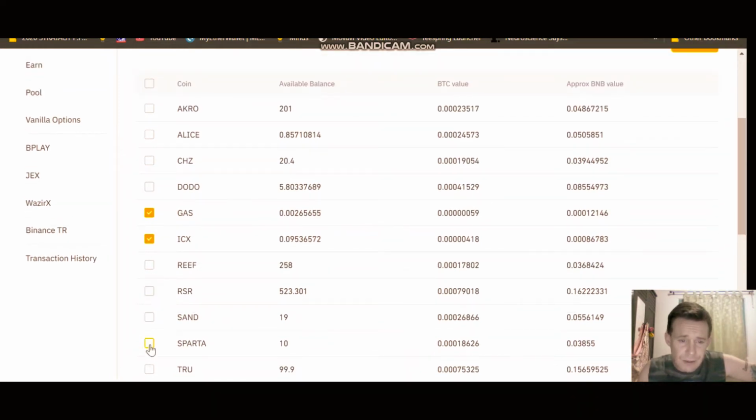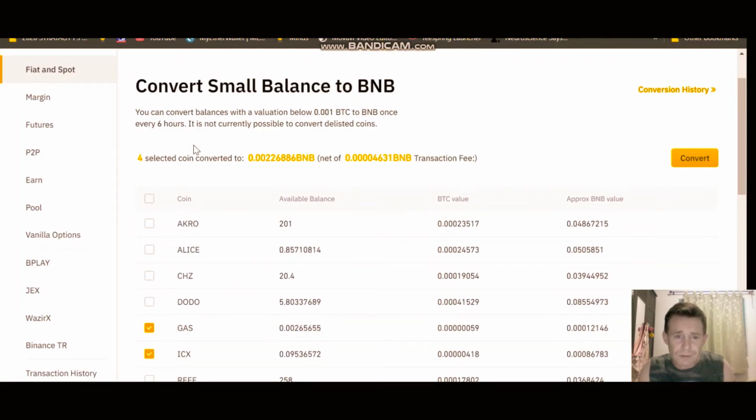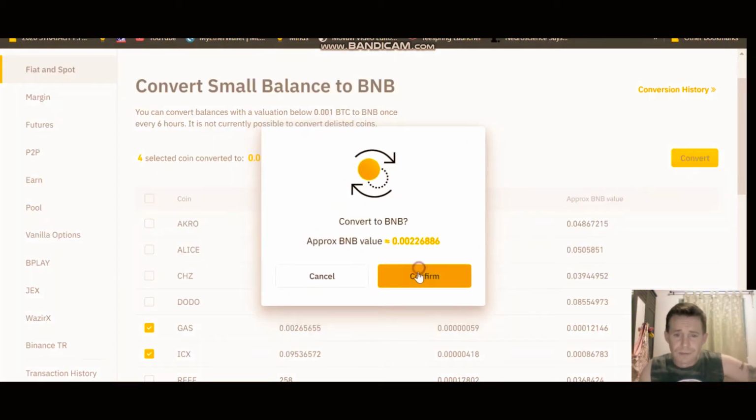Let me see now. Sandbox, RSR, Reef, Dodo, definitely not selling, converting that. Chiliz, not converting that. Alice, which is a DeFi. The majority of these are DeFis. Acro, I'm not. No. So what have we here? We've got practically darn all. But I'll convert it anyway to BNB just to show you.